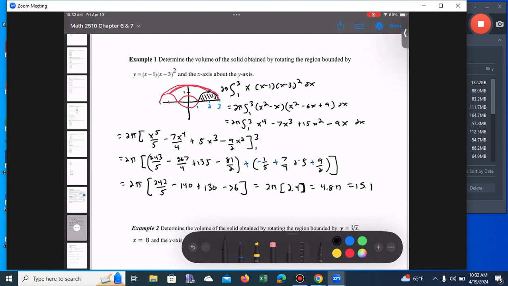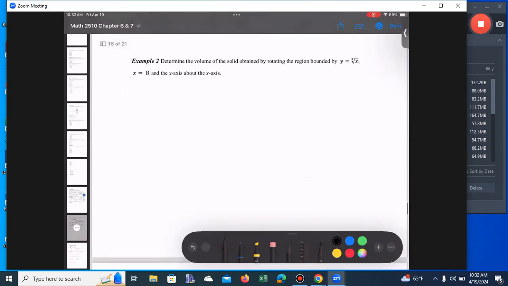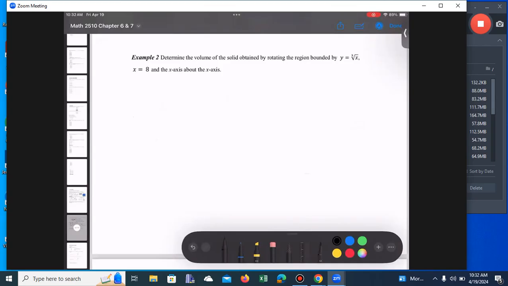Okay. Really, getting the integral set up is the most important part, and then it's just integrating it, and you have to be careful with that because anywhere in this you can make a mistake. All right, so the next one, we'll graph this.